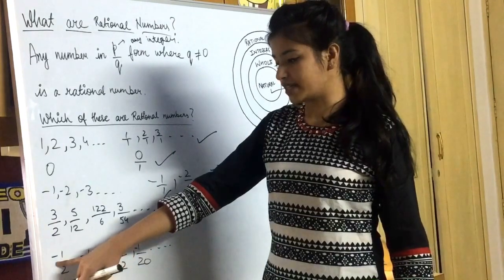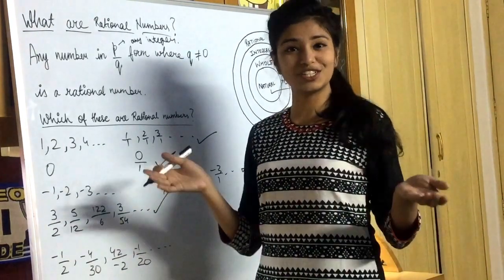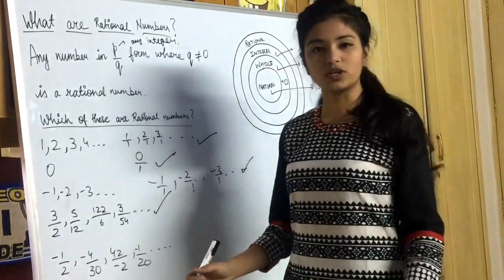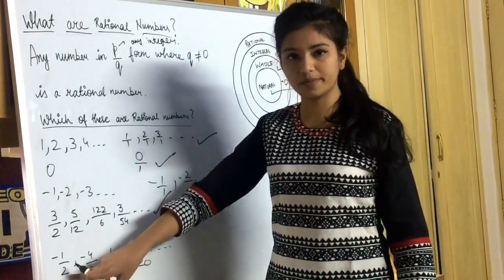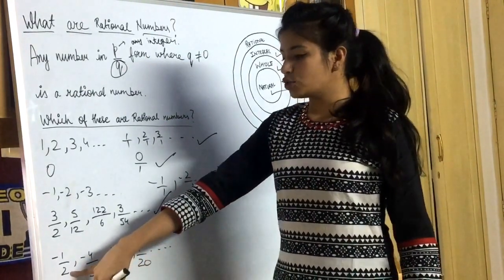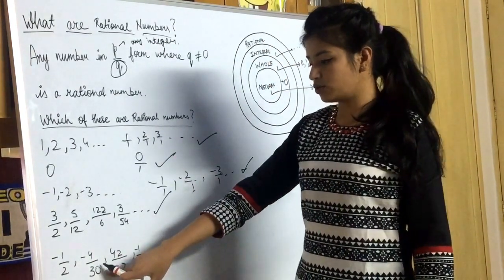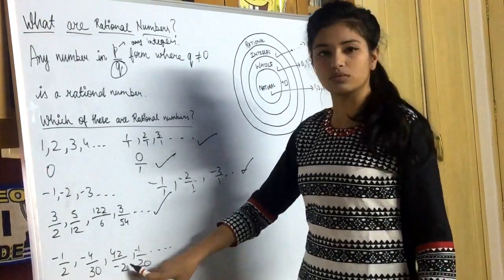We have minus 1 by 2. So minus 1 is an integer, 2 is not equal to 0. Denominator should not be equal to 0. You can see here q should not be equal to 0. 2 is not equal to 0. This also makes up a rational number. 30 not equal to 0 makes up a rational number.